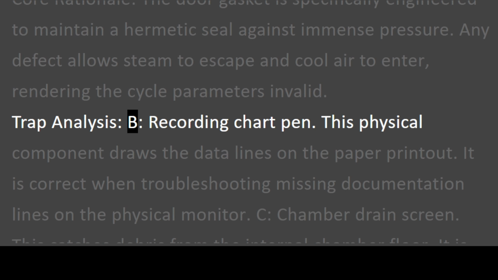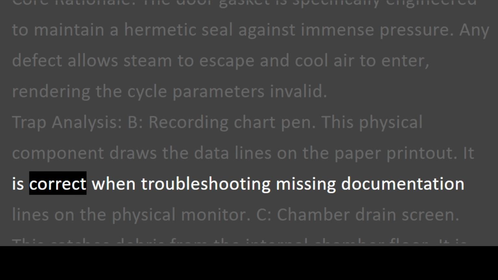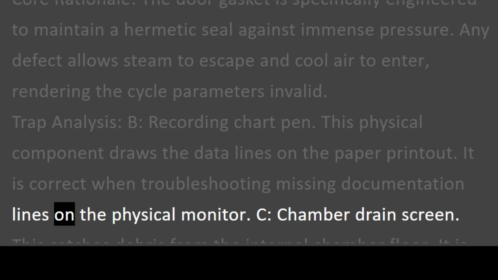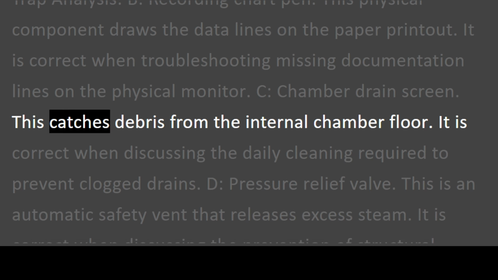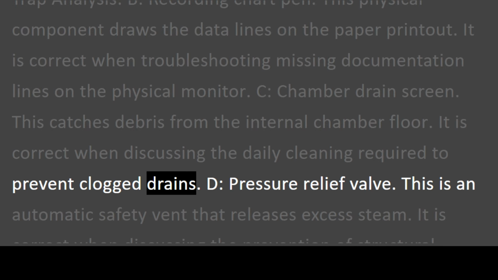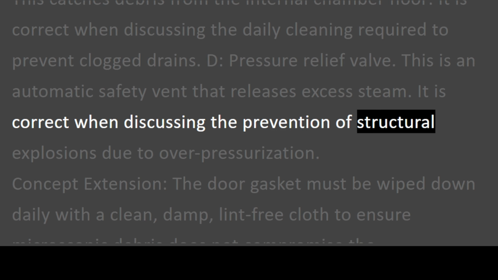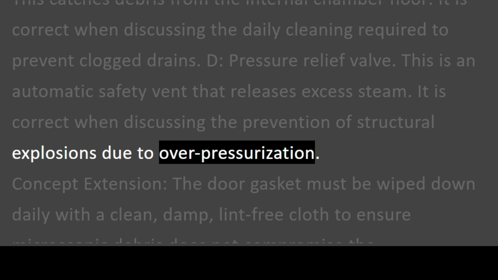Trap analysis. B. Recording chart pen. This physical component draws the data lines on the paper printout. It is correct when troubleshooting missing documentation lines on the physical monitor. C. Chamber drain screen. This catches debris from the internal chamber floor. It is correct when discussing the daily cleaning required to prevent clogged drains. D. Pressure relief valve. This is an automatic safety vent that releases excess steam. It is correct when discussing the prevention of structural explosions due to overpressurization.